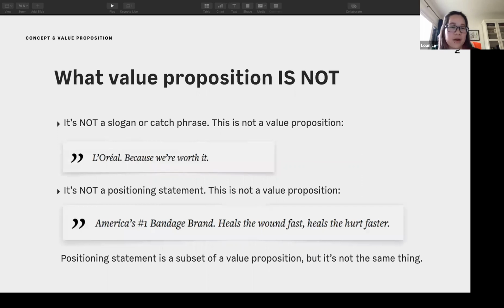A couple of examples of what a value proposition is not. First of all, it's not a slogan or a catchy phrase like L'Oreal's "because we're worth it", because it doesn't really explain to your audience why or how. Then it's not a positioning statement, like "American number one bandage brand". A positioning statement is sort of a subset of value proposition, but they are not the same thing because it doesn't tell the why. Why should they choose you?